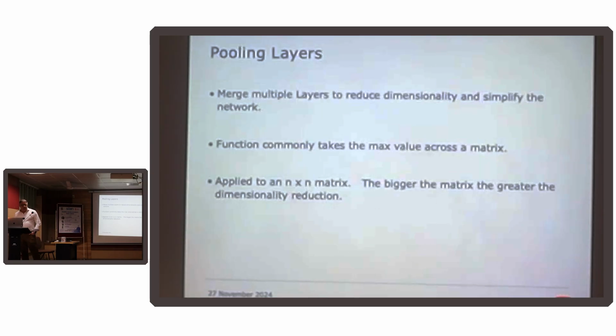So the next layer is pooling layers. How are we doing for time? A pooling layer merges multiple layers to simplify the network. We could end up having a matrix of 20,000 by 20,000 features. A pooling layer basically cuts that down by summing or averaging.